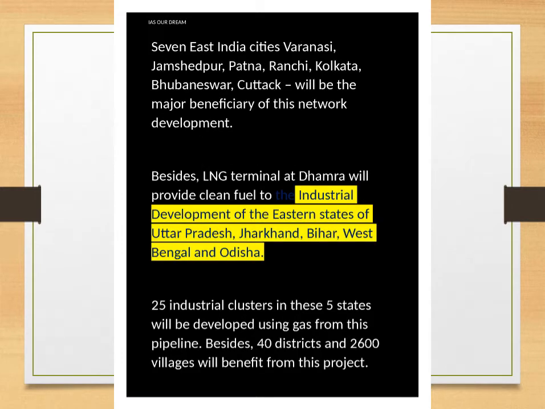Seven East Indian cities: Varanasi, Jamshedpur, Patna, Ranchi, Kolkata, Bhubaneswar, and Cuttack will be the major beneficiaries of this network development. Besides, the LNG terminal at Dhamra, which is also a port, will provide clean fuel for the industrial development of the eastern states of UP, Jharkhand, Bihar, West Bengal, and Odisha. 25 industrial clusters in these 5 states will be developed using gas from this pipeline. Besides, 40 districts and 2600 villages will benefit from this project.